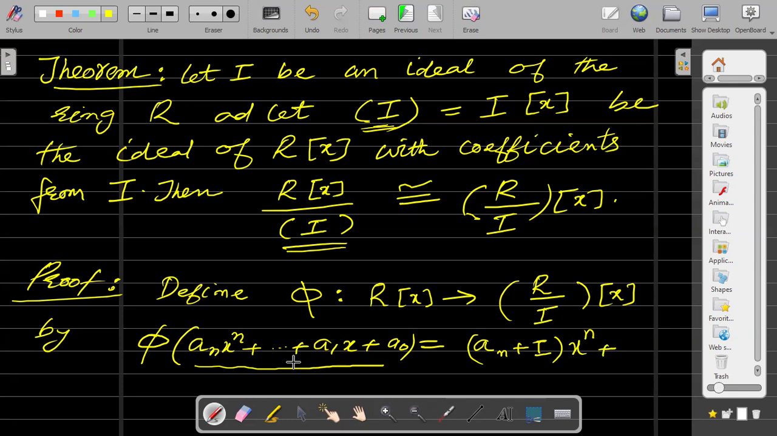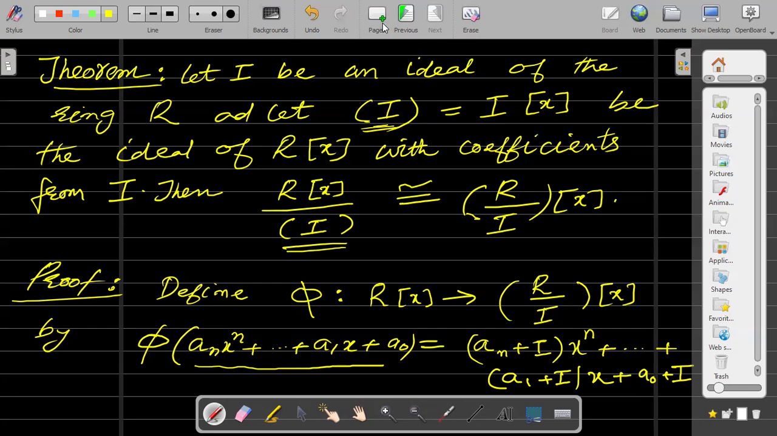Similarly, the next coefficient a_{n-1} I will write as (a_{n-1} plus I) x^{n-1}. I will reduce all the coefficients mod I, and so on up to (a1 plus I) x plus (a0 plus I). So this is the natural way to define this map from R[x] to (R over I)[x]. On the left-hand side we have a polynomial in R[x], and on the right-hand side we have a polynomial in (R over I)[x]. Now we'll see that this mapping is a ring homomorphism, in fact a surjective ring homomorphism.